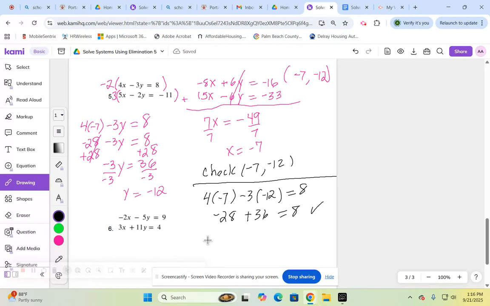All right, let's try it in the other one. 5 times negative 7 minus 2 times negative 12. Does that equal negative 11? Well, that's negative 35 plus 24. Does that equal negative 11? Yes, negative 35 plus 24 is negative 11. Negative 11 is equal to negative 11, so the answer is correct. Okay?